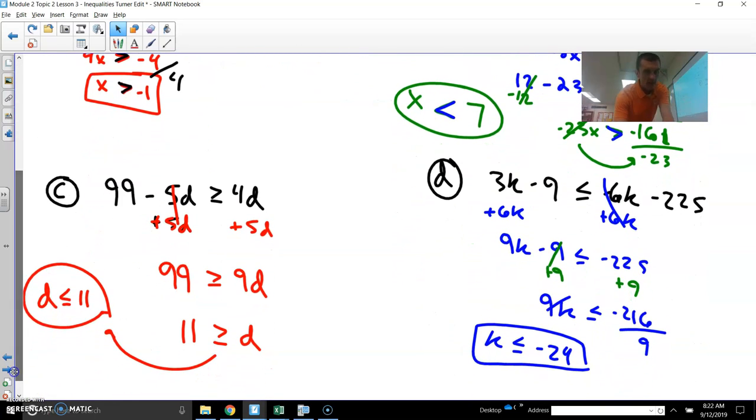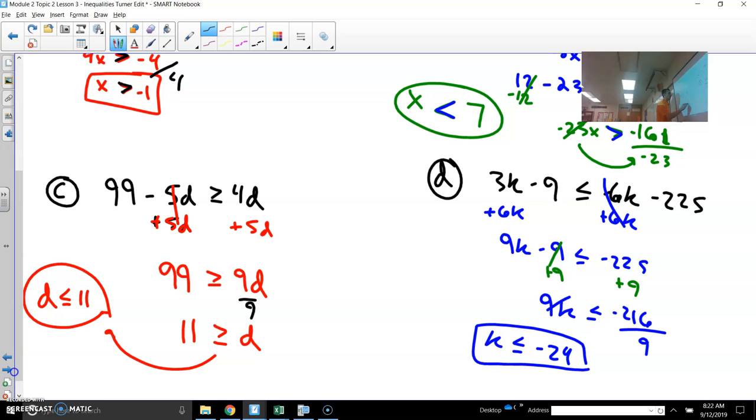Let's look at C. C is a good problem to talk about because the best step is to add 5d to the right and then divide by 9 to get d by itself. But one thing I wanted to show you is if you really wanted to rewrite this, if it was 11 greater than or equal, it's now d less than or equal. So rewriting it, flipping sides, you want to be real careful about following the inequality to make sure that it still represents the same idea.